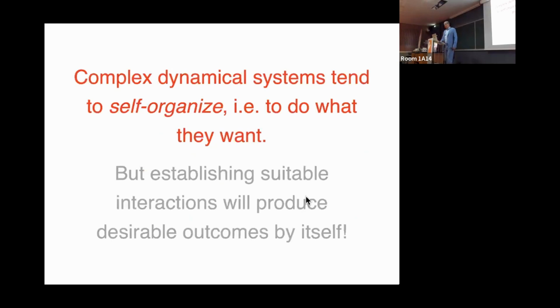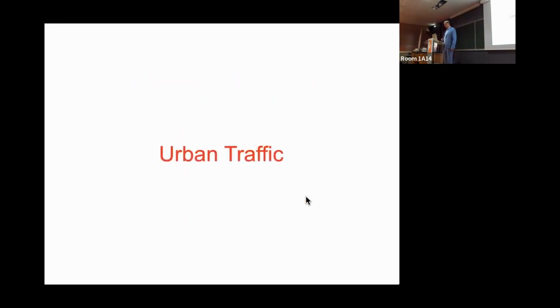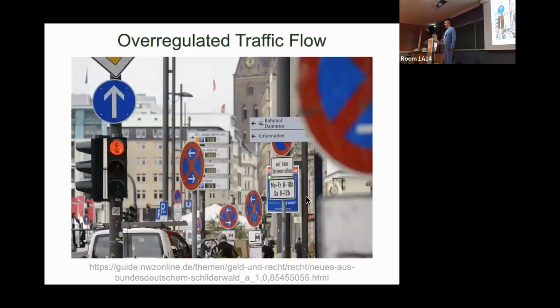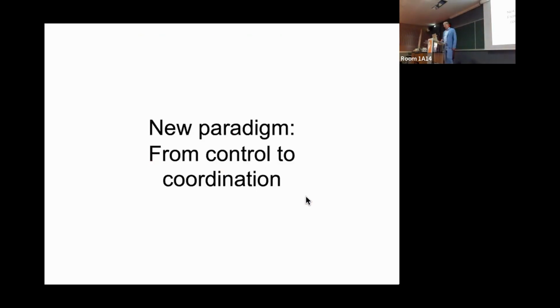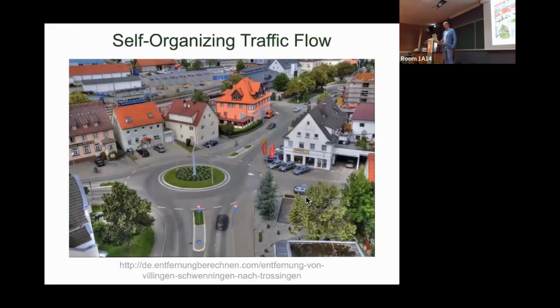So complex dynamical systems tend to self-organize. That means to do what they want, but establishing suitable interactions will produce desirable outcomes by itself. So this is basically my proposal how to do it. Now let's switch to urban traffic. We tend to have overregulated traffic today in many cities. And I'd like to propose a new paradigm to go from control to coordination.